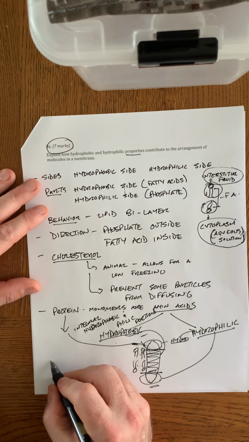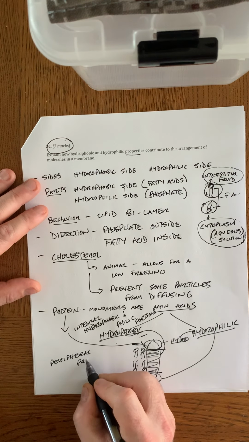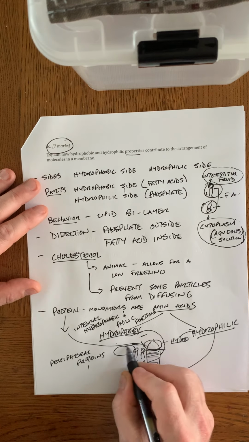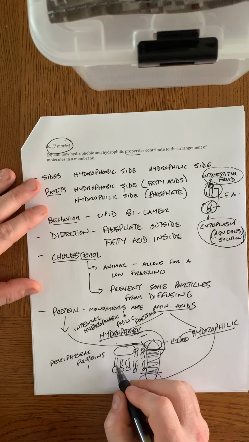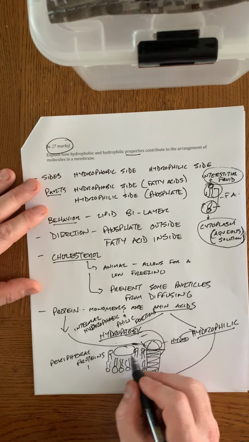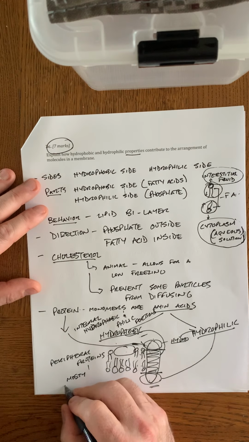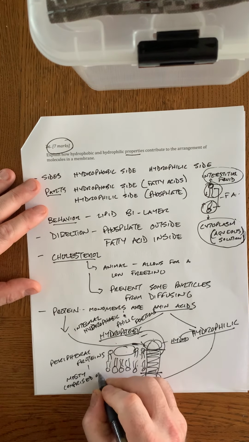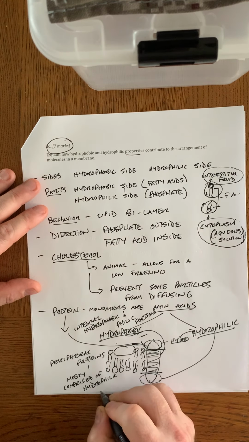But you're also going to have peripheral proteins. And these peripheral proteins, let's say that's an integral protein here, and it's facing only on one side of the membrane. So this being the outside, this being the inside, and it's only situated on the outside. So these are going to be mostly comprised of hydrophilic amino acids.